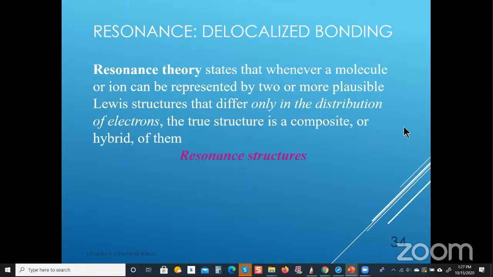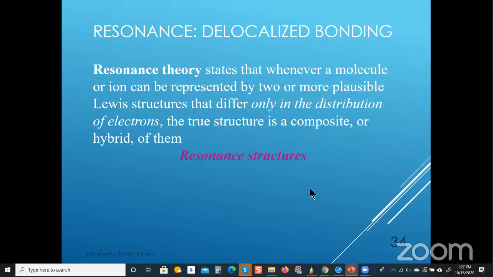So what is this theory all about? Well, basically what this theory says is that whenever you have the possibility of a molecule or ion being represented by two or more plausible structures that differ only in the distribution of electrons, then the true structure will be a composite or a hybrid of them.